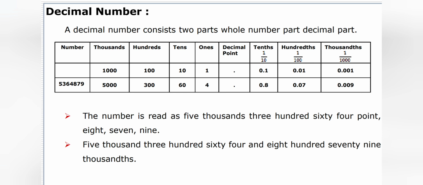Now this number can be read in two different ways. That is, one is 5364.879 and the second is 5364 and 879 thousandths. Understood, children?